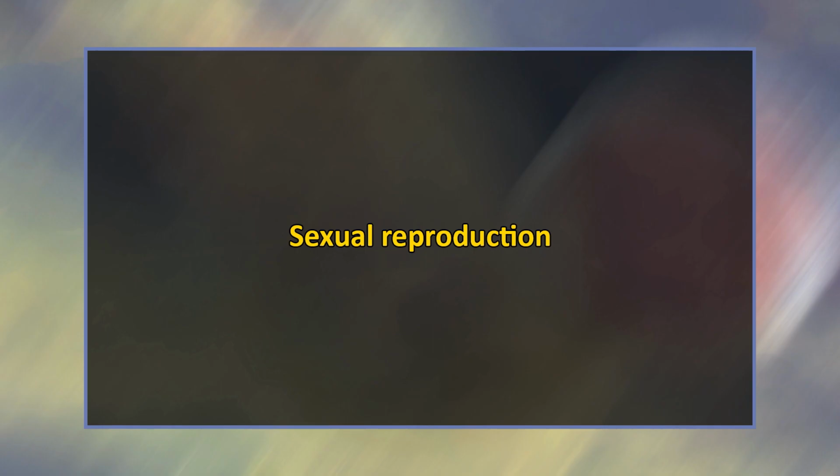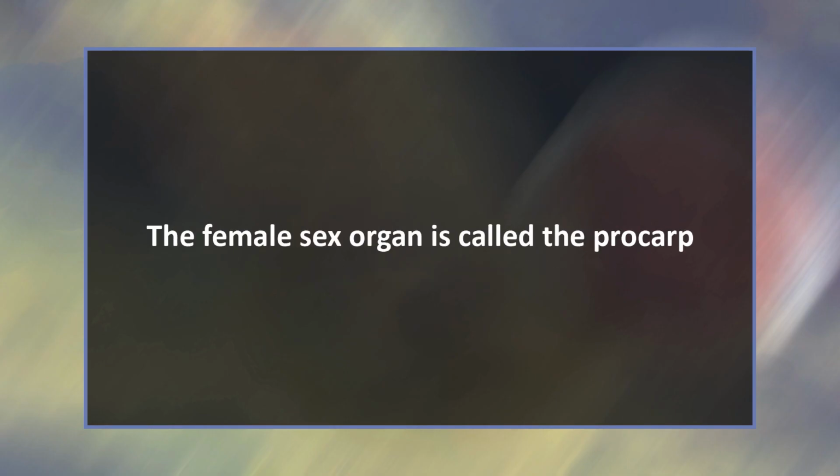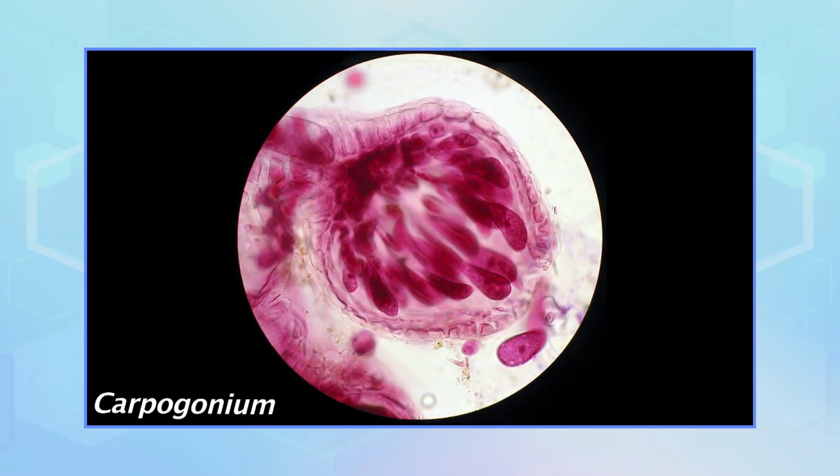Number 3, sexual reproduction. The sexual reproduction is always oogamous. The oogamy is of special type. The sex organs of Rhodophyceae have a distinguished terminology. The male structures are called spermatangia, developing non-motile spermatia, male gametes in them. The female sex organ is called the procarp. It has a carpogonium bearing a receptive structure, trichogyne. The egg develops in the basal swollen part of carpogonium.